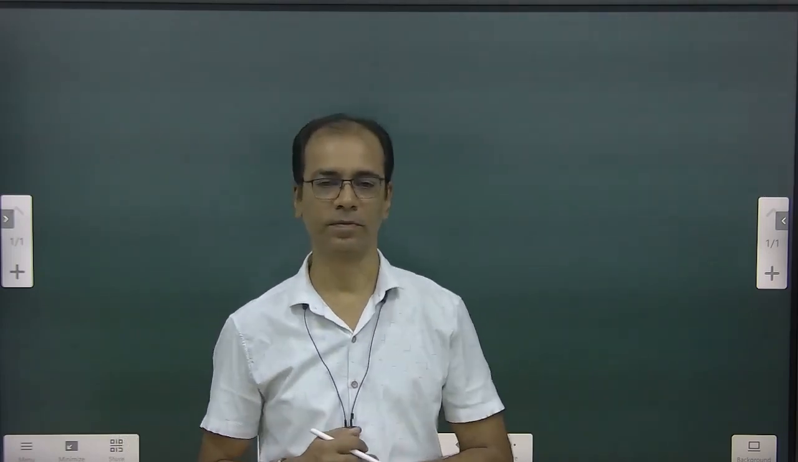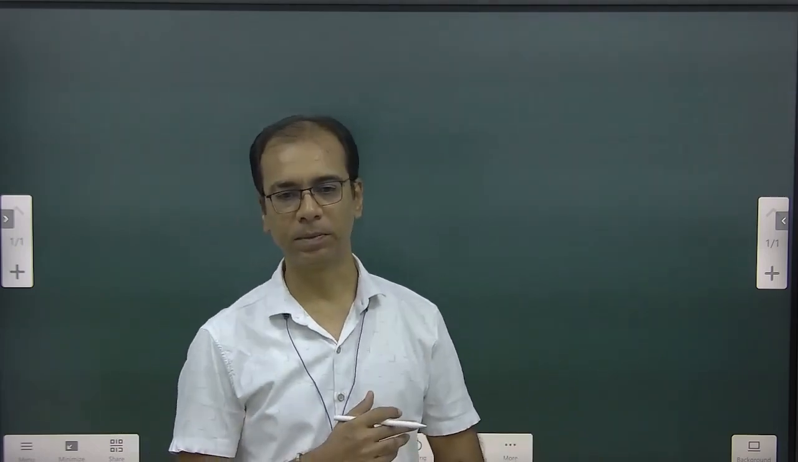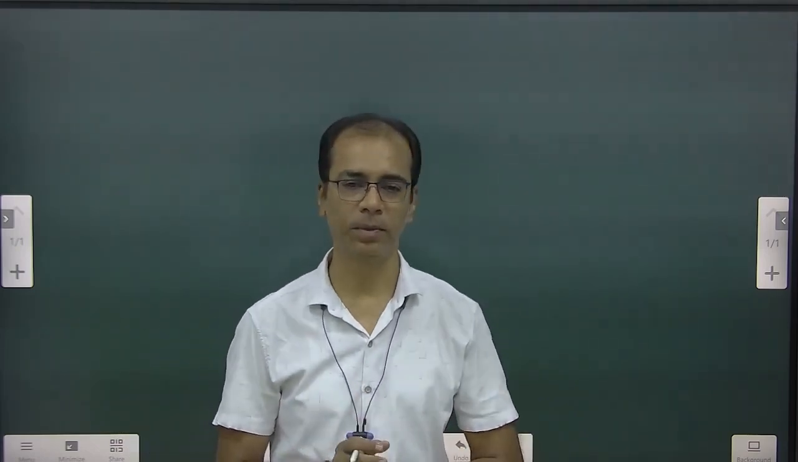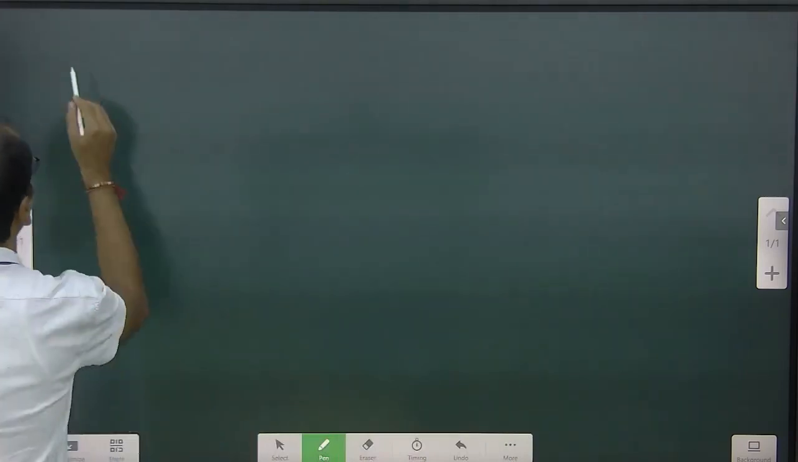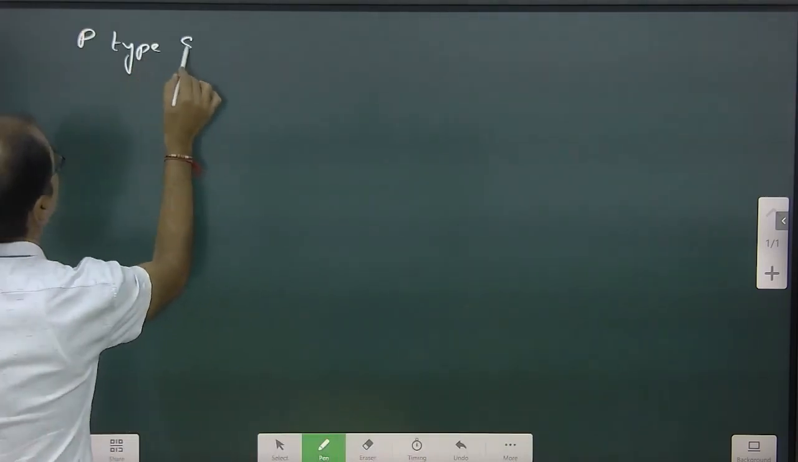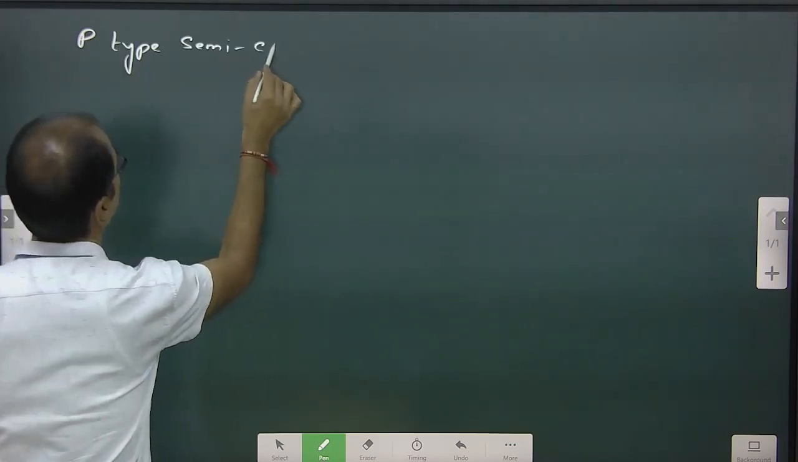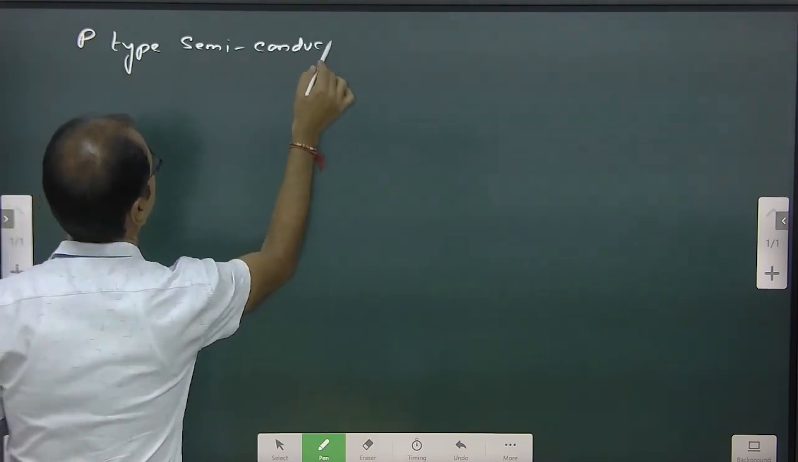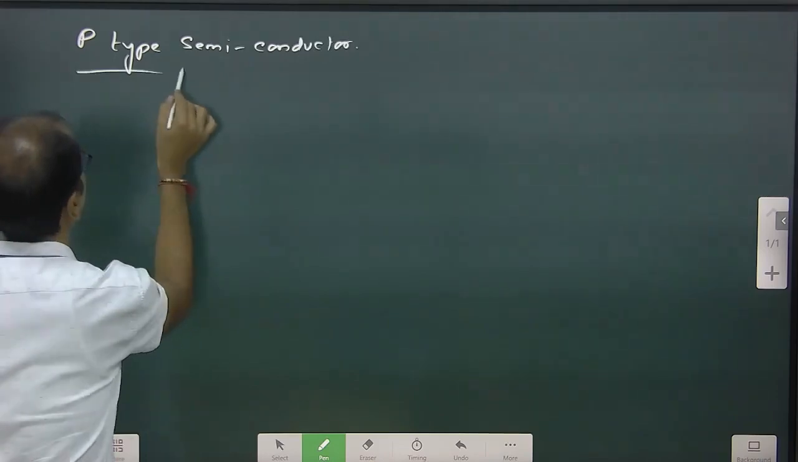So 12th syllabus first. Today, P-type semiconductor. In the last class, we were doing N-type semiconductor. We discussed what N-type is. Now today, we will discuss P-type semiconductor. Okay. So what is it? P-type semiconductor.